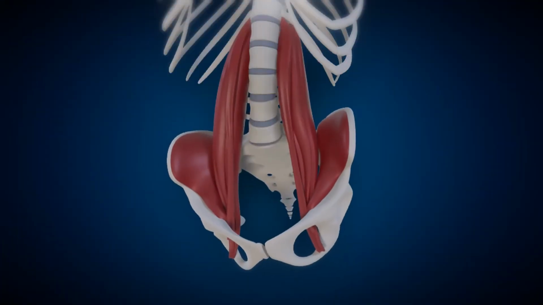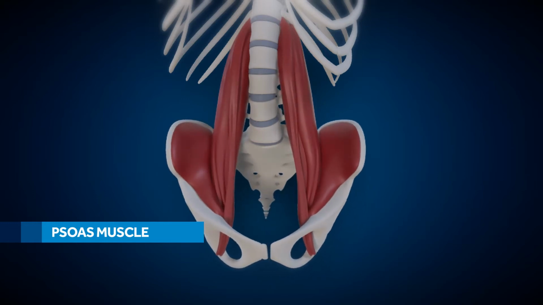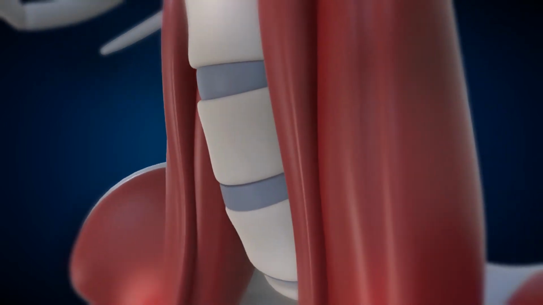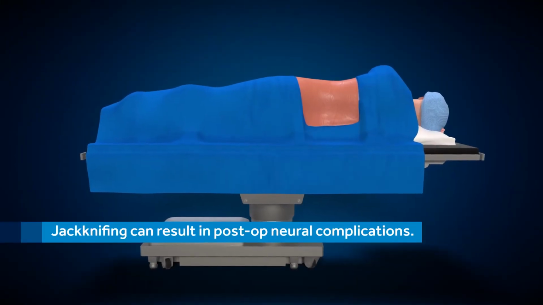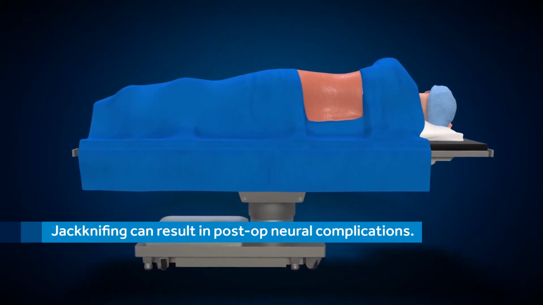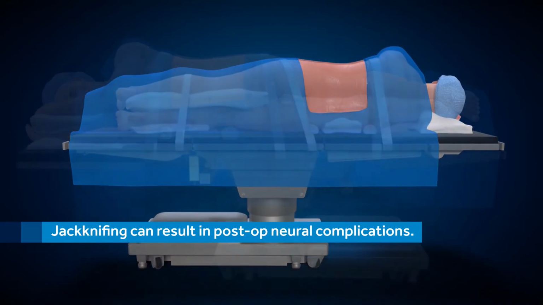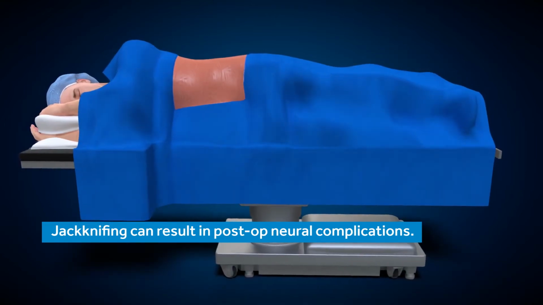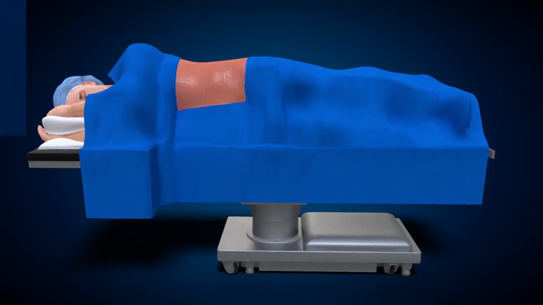The psoas muscle in the lumbar spine contributes to hip joint flexion and rotation. In traditional trans-psoas approaches, dilation and retractor placement through this muscle can lead to muscle trauma and potential nerve injury. Stretching a muscle by jackknifing the patient and surgical table and dilating through the muscle can result in transient postoperative neural complications. OLIF procedures do not require jackknifing of the surgical table, as OLIF is performed at a trajectory outside the anterior portion of the psoas muscle.